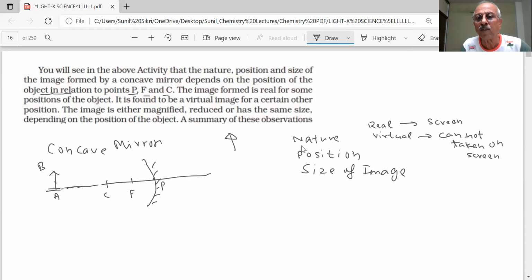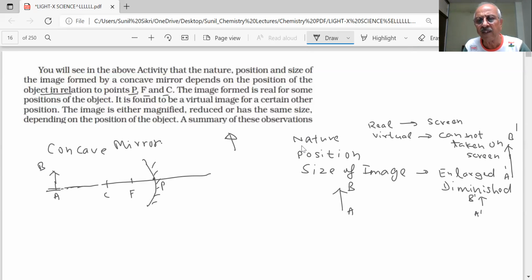And position means the distance from the pole at which the image is formed. Size means the image can be enlarged or it can be diminished. Enlarged means the image becomes larger in size. Diminished means the image becomes smaller in size. This is the object, AB, and here A dash B dash is the image. Here A dash B dash has become diminished, smaller in size, or larger in size.